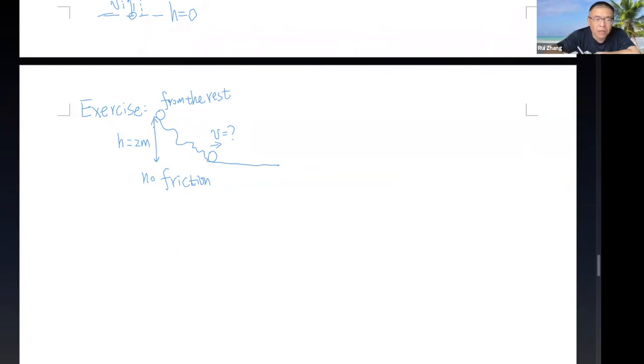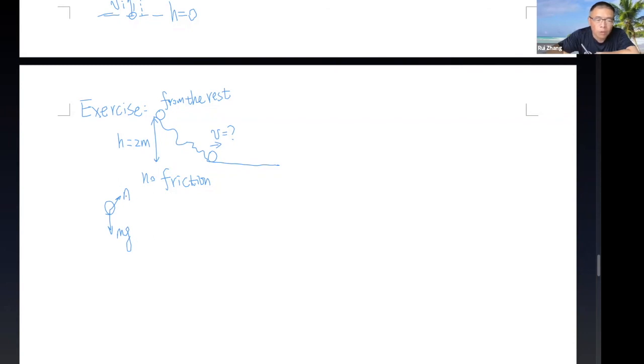So how many forces do we have on the object? As it goes downward, there's certainly going to be gravity, and there's going to be a normal force because of the contact with the surface. And because there's no friction, that's it. There are only two forces, gravity and normal force. Gravity, as we know, is a conservative force.